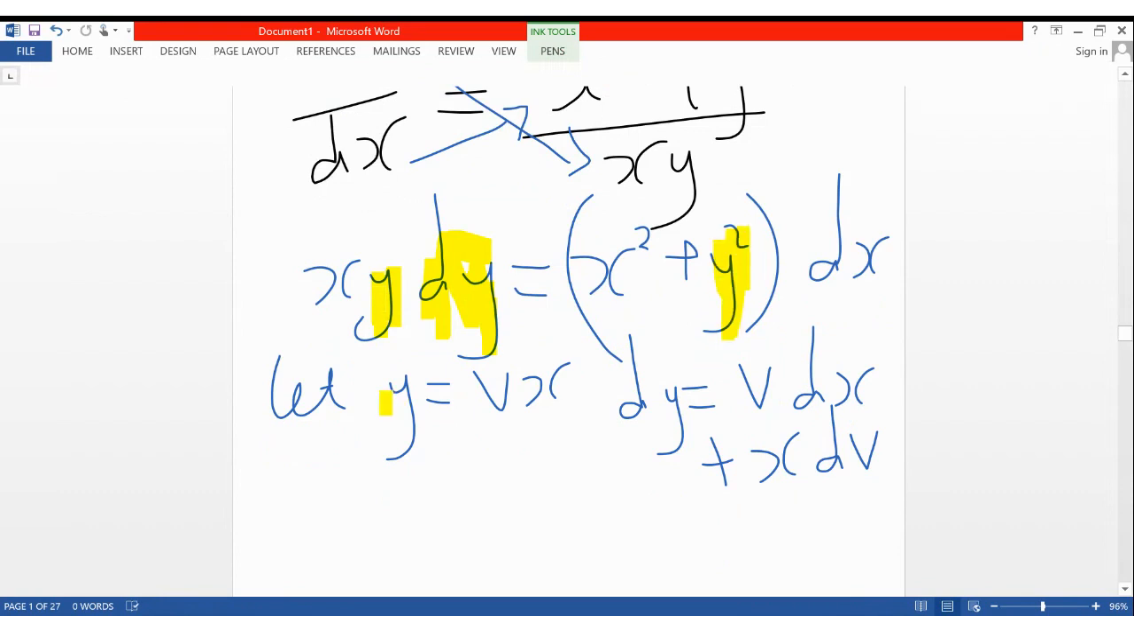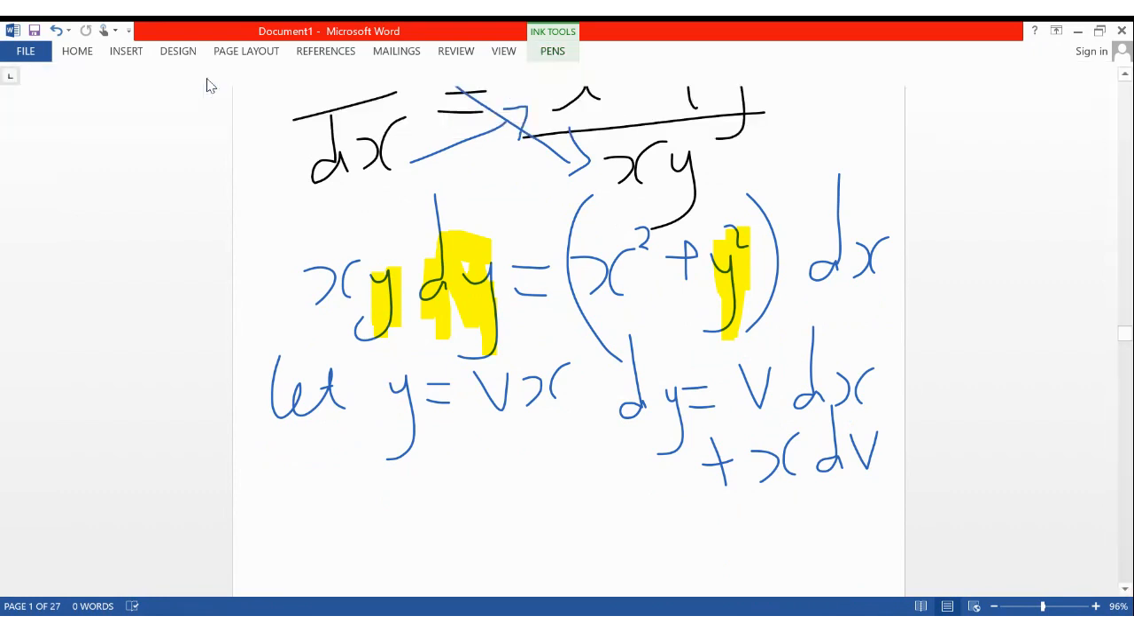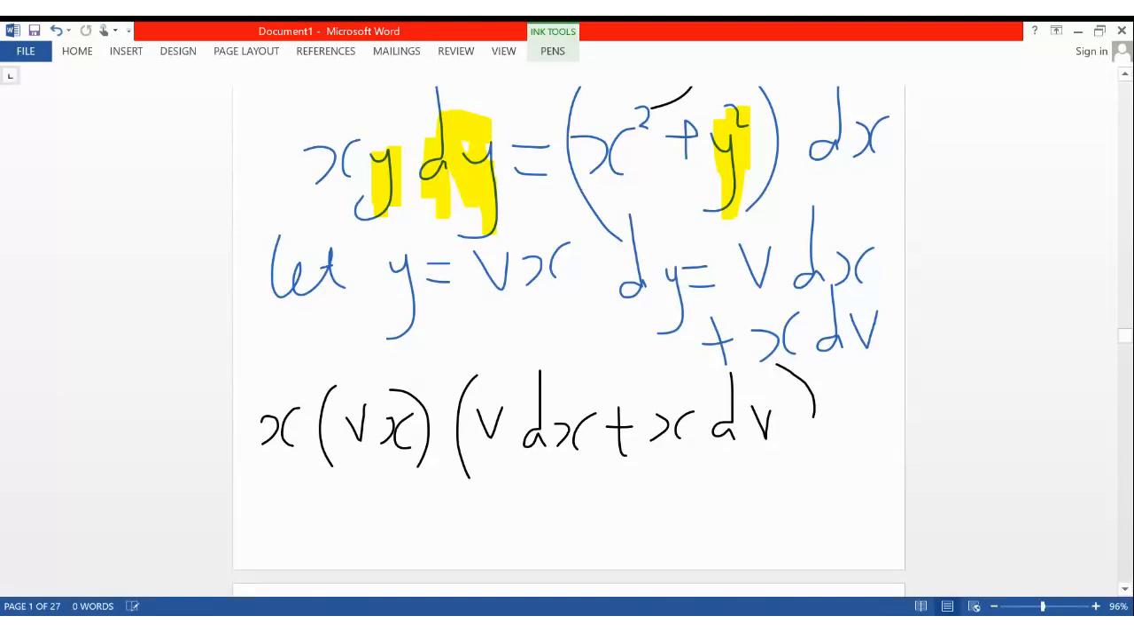Replace and see what we are getting. This one is just arithmetic. So we have x, our y is vx, and then our dy is what? v dx plus x dv is equal to x squared plus (vx) squared, in brackets, and then dx. When I open up the bracket, this is what I'm supposed to get.